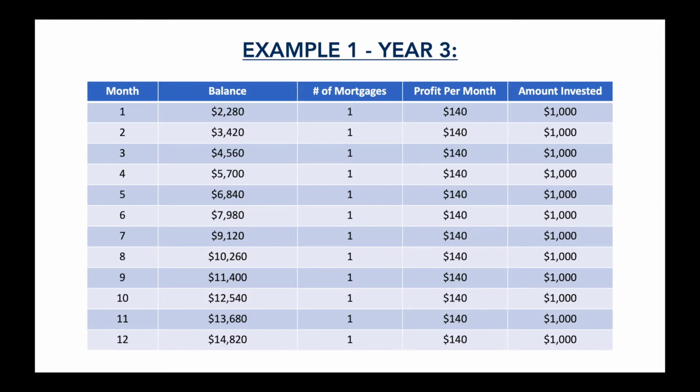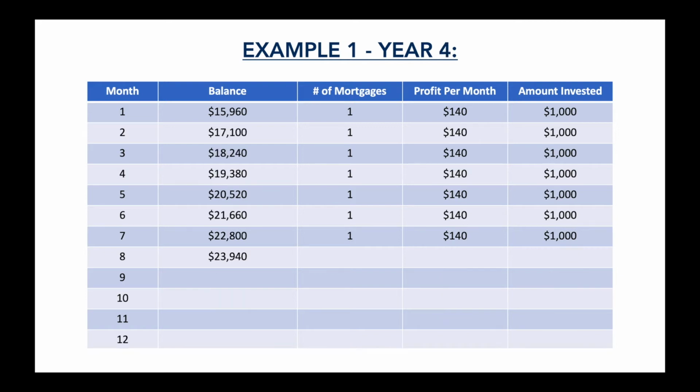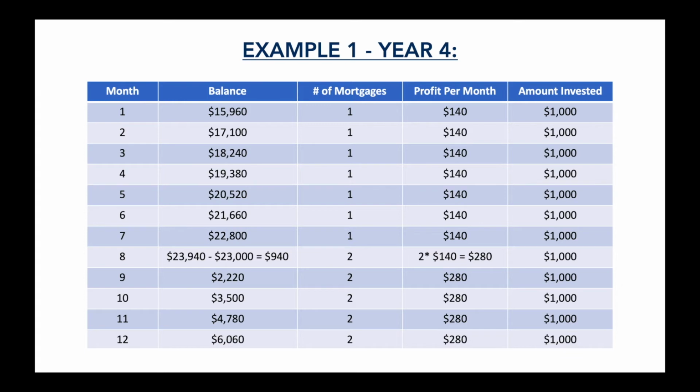Year 3 is very similar, with 1 mortgage, a profit of $140 per month, and $1,000 invested of our own money. At the end of year 3, we have $14,820 saved up, and the interesting thing comes in year 4, where again we've saved over $23,000. Therefore, we can subtract $23,000, we're left with $940, and we get a second mortgage. Therefore, our profit increases to $280 per month, and again, we're going to invest $1,000. We can now fill out the rest of the year and continue on.